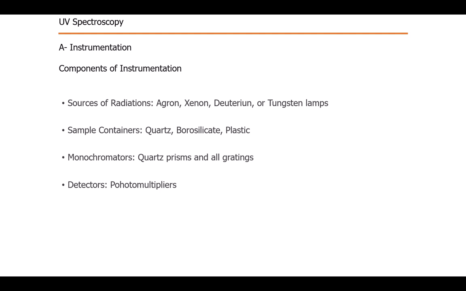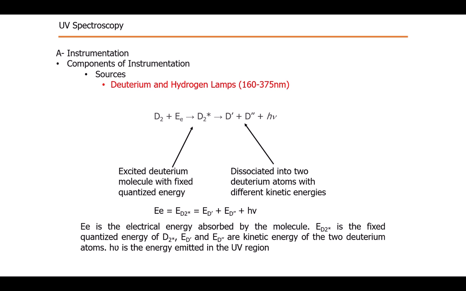Sample containers are made up of quartz, borosilicate, plastic, and obviously the quartz containers are preferred. Quartz prism and gratings etc. are used as monochromators, and detectors are photomultipliers. Photomultiplier tubes are used as detectors in UV visible spectrophotometer.